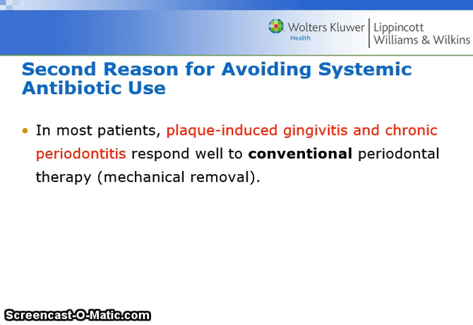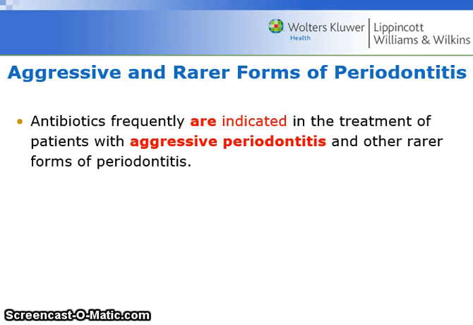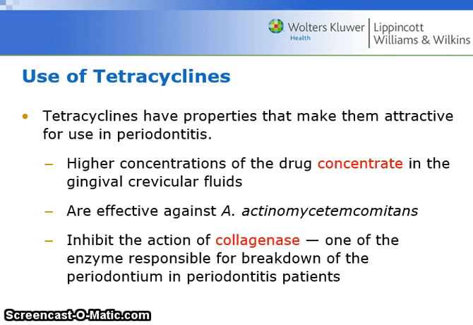A second reason for avoiding systemic antibiotics is that in most patients, plaque-induced gingivitis and chronic periodontitis respond well to conventional periodontal therapy, which means mechanical removal. Antibiotics frequently are, however, indicated in the treatment of patients with aggressive periodontitis and other rarer forms of periodontitis.